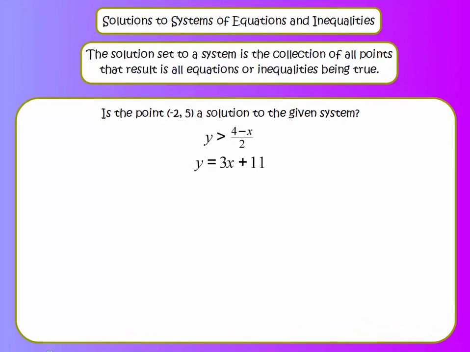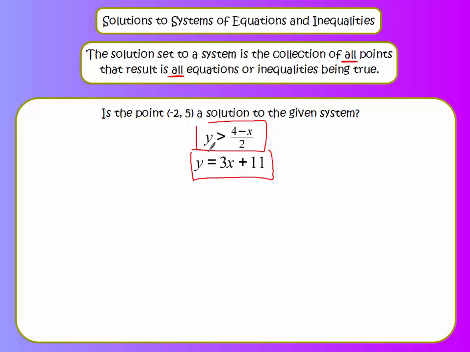So let's see what the solution to systems of equations and inequalities would be like. All right, so the solution set to a system is the collection of all points, so everything, that results in all of the equations or inequalities being true. In other words, whatever point I choose needs to work in all of the different equations or inequalities that we have. In this case, we have one inequality here, and we have one equation here.